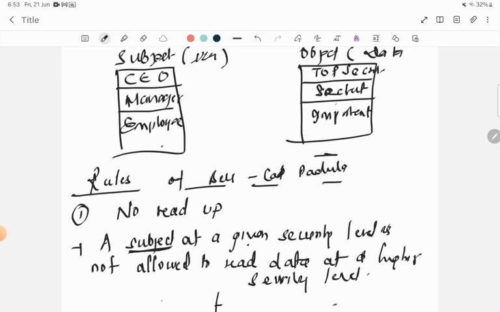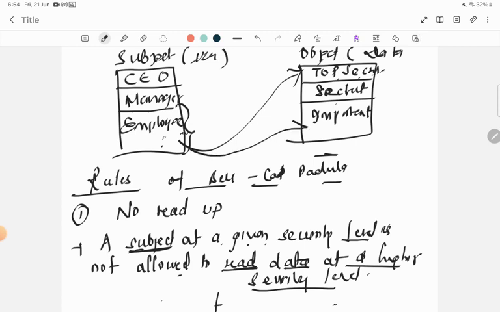Okay, so it means that a subject at a given security level is not allowed to read data at a higher security level. For example, if the subject is an employee, it is not allowed to read the data that is at the top secret level in the object. This employee can read the data that is important data, but this employee cannot read the secret data. The employee cannot read the top secret data, whereas the CEO can read top secret, secret and important, every data. Okay, so this is basically no read up in Bella Padula.